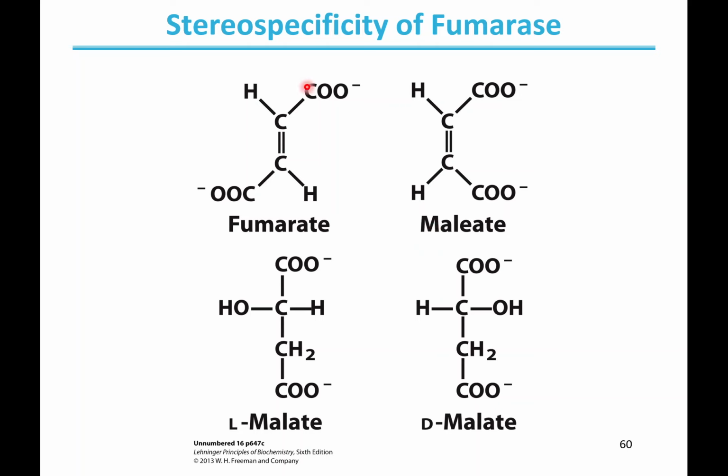This just shows the stereospecificity of fumarase, the enzyme. We have fumarate, which then makes L-malate. If you have the substrate known as maleate, which is the cis version and not the trans, then you would get D-malate.